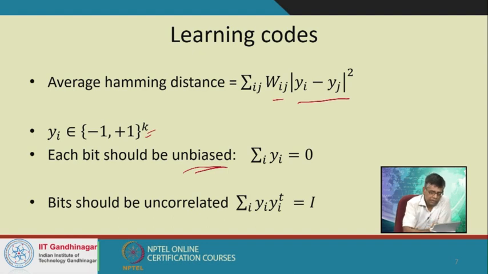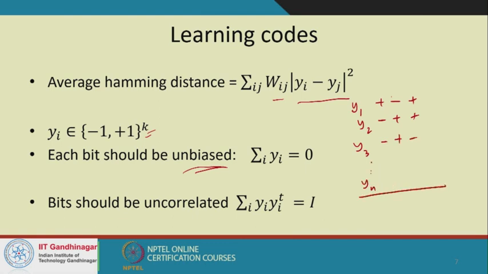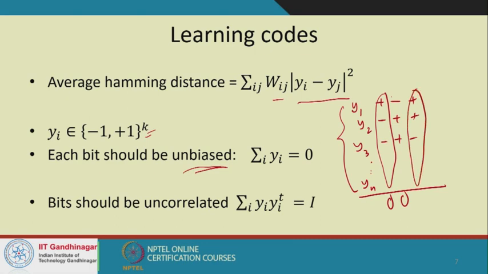What it means is that, let's say k equals 3, so y1, which is the bit vector for item 1, is plus, minus, plus. y2 should be minus, plus, plus. y3 is plus, minus, plus, minus, and so on, up to y_n. Now if you add up the y_i's for every coordinate, these should sum up to 0, for every coordinate k equals 1, 2, 3. This is what the equation means: the summation over i of y_i is 0, where this 0 is really a vector of length k.